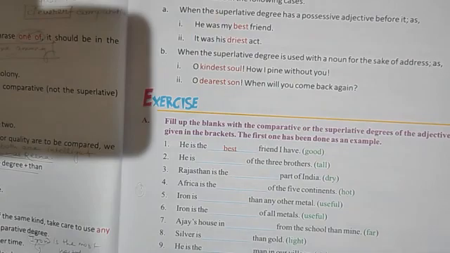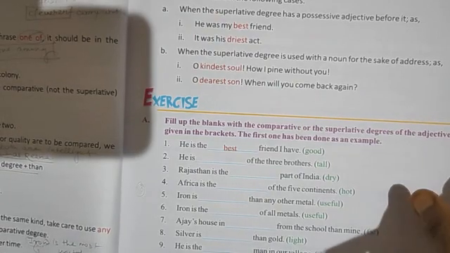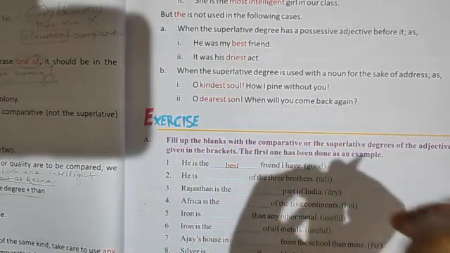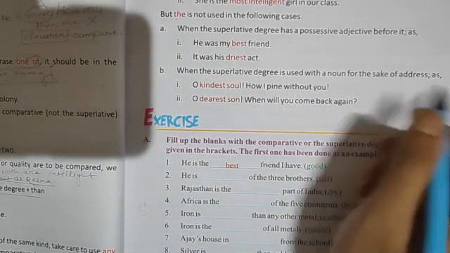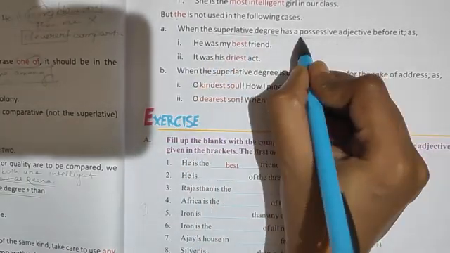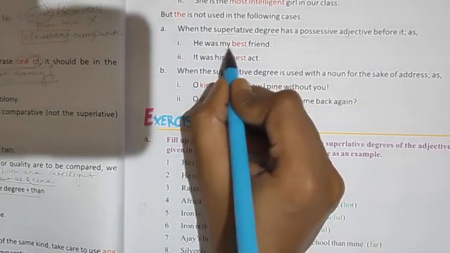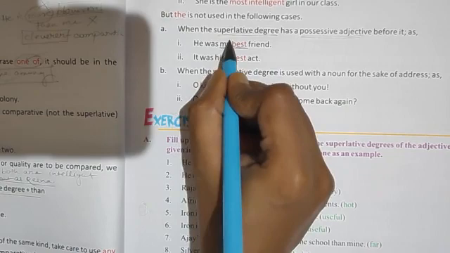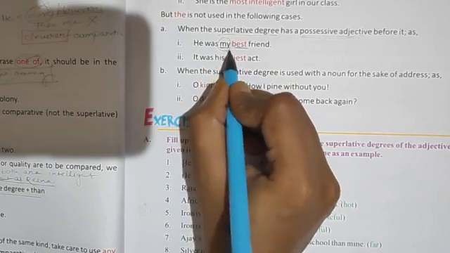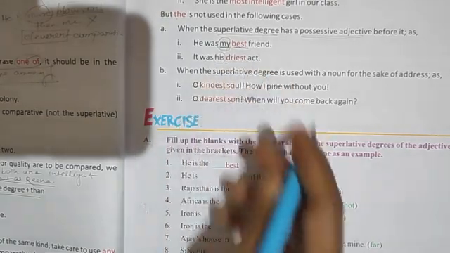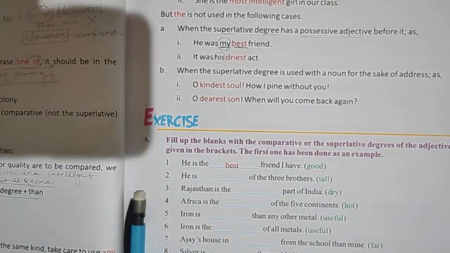We all know that while we use superlative degree, we use article the. But in certain cases we won't be using the. We won't be using the when superlative degree is used with a possessive adjective. See, my is an adjective, best is also an adjective. So if you are using my, possessive adjective, we won't be using the. Again, his is a possessive adjective. Wherever you have a possessive adjective before a superlative adjective, you won't be using article the.